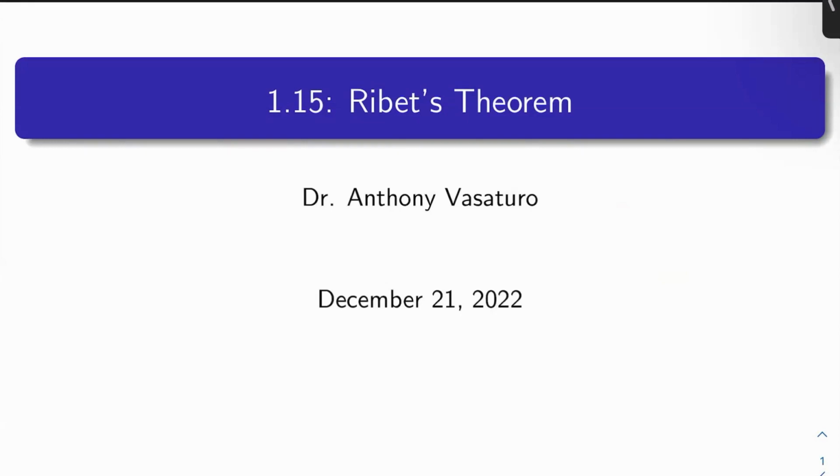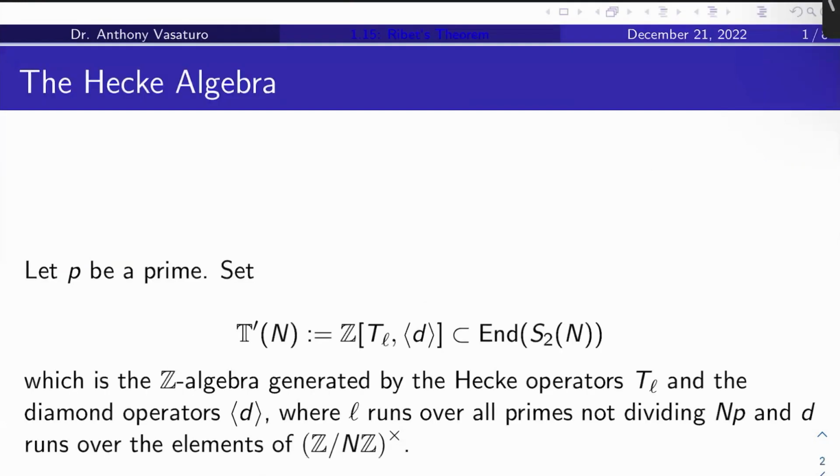Let's get into it. So first of all, I would highly recommend you watch the previous video on the Hecke operators and diamond operators on S2(N), the weight 2 cusp forms for Gamma_1(N). If you haven't done so, please do that now.